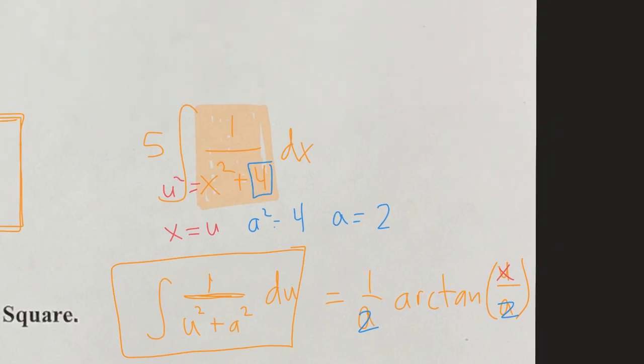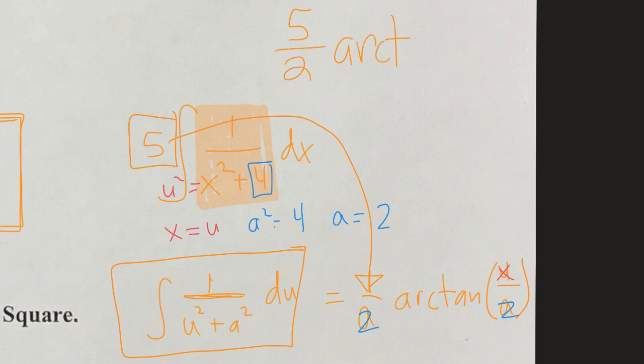Okay, so this is the last part of our problem. Plus, right, we have a 5 out front, so that's going to have a 5 on top. Plus 5 over 2 arctan of x over 2. And then, of course, because this is an indefinite integral, plus c.